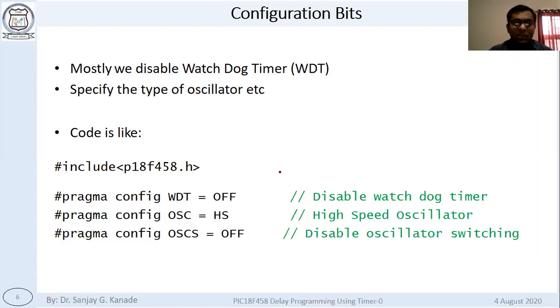This is what we have already seen most of the times. As I said, the syntax is like hash pragma, then a space, then we write config, then again a space and the setting. Whatever settings we have, we write one setting in a line. Also note that here, do you see any semicolon? There is no semicolon on any of these lines. If you can recall, even for the include line, there is no semicolon. All the preprocessor directives written before the main function do not have a semicolon at their end. Remember this. Okay.